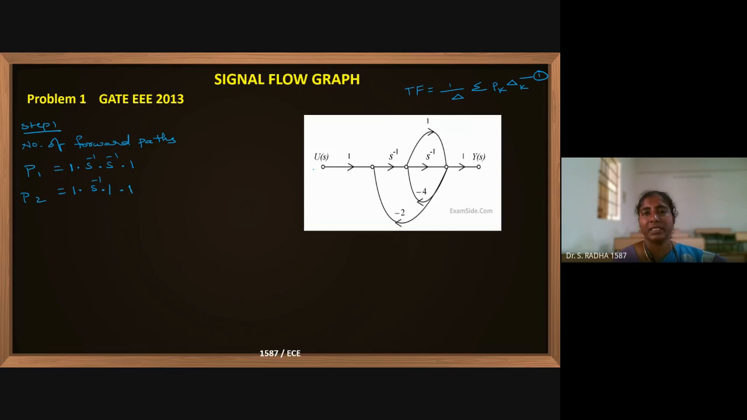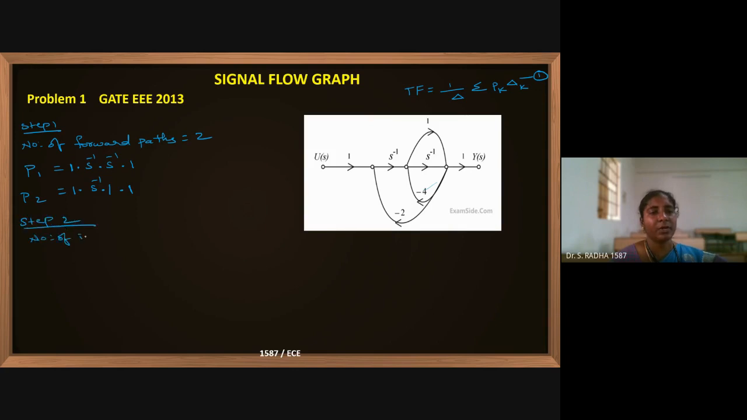I should start from the input and end at the output. On the way I should not repeat any node or any branch. So only 2 forward paths I am able to find in this diagram. If I come back and then travel in another direction, that is repetition of a branch. Any branch or node that gets repeated cannot be a forward path. So only 2 forward paths I have. Now I will go to the number of individual loops.